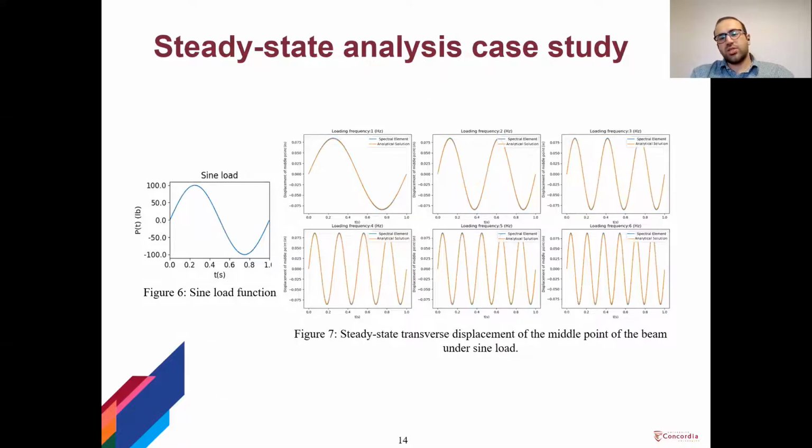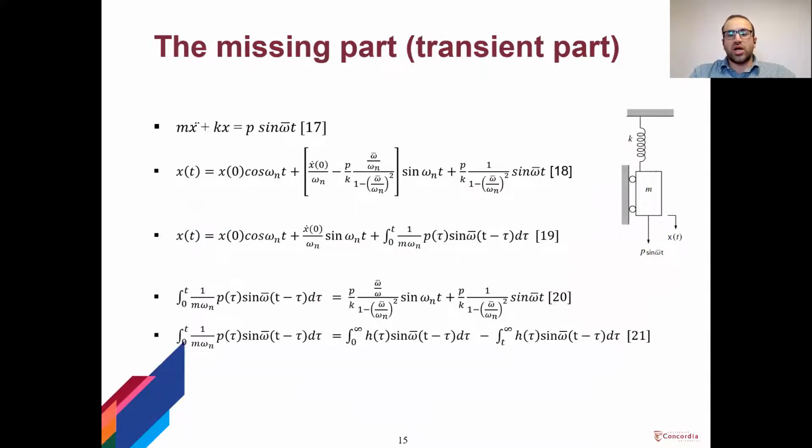The same procedure is repeated for sine load cases with different frequencies ranging from 1 to 6 hertz. And as you can see, the results obtained from the spectral element method match the analytical solution. However, the interesting observation here is that the captured response follows the frequency of the load, while we know that for undamped vibration, we should observe a response that is in the frequency of the structure as well. So we realized that the transient part was missing and tried to offer a solution for it.